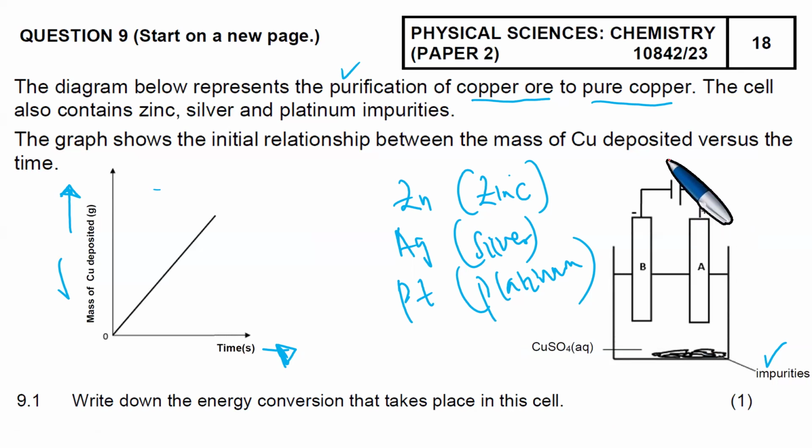In this cell, we've put a cell or a battery, and then we connect to the electrodes like this, and we have the solution here. So now I'm going to ask a question because I know that Nombuso has been sleeping. Nombuso, write down the energy conversion that takes place in this cell, for 1 mark. Nombuso, what is the answer?